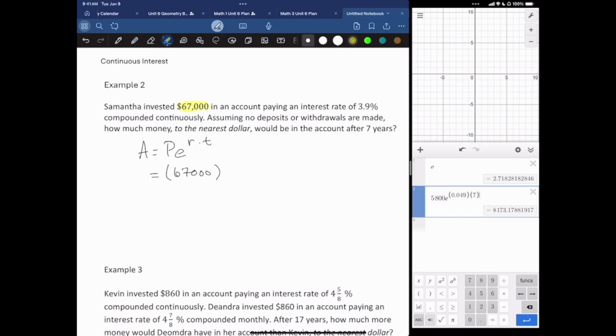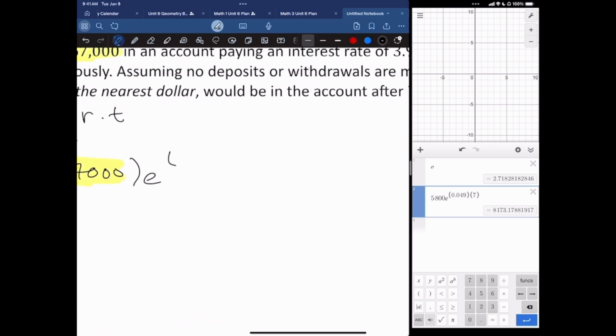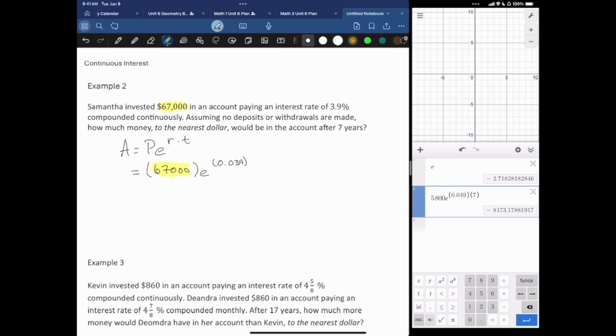We have 67,000. I'm going to raise this to the 3.9%. We'd write it as 0.039. That's just coming from this part right here, as a decimal. We're compounding continuously. That's why we're using the letter E. We have 7 years, so we're going to multiply this by 7.